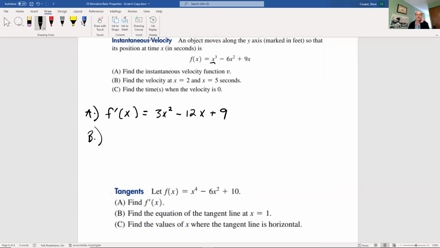So we've got our velocity function, so all they're really asking for is f prime of 2. So at 2 seconds, what's the instantaneous velocity? So that's 12 minus 24 plus 9 is negative.